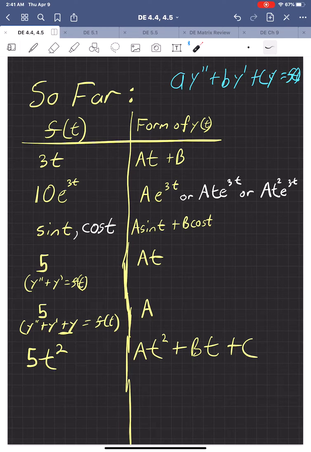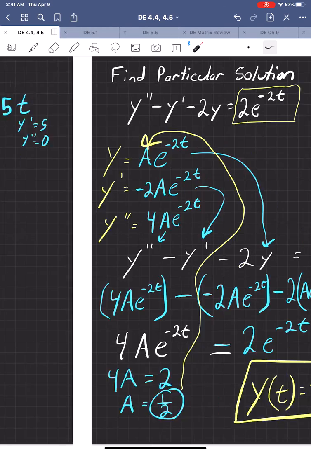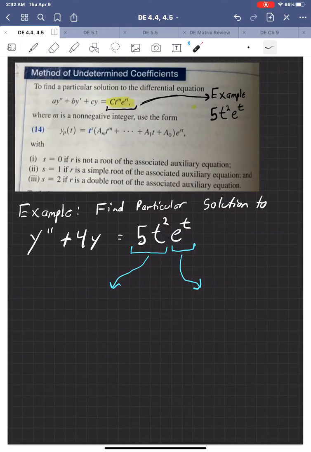And the other one, and this is the one that we're going to go to right now, is we haven't looked at forms of f of t when it looks something like this. Right, so this is where our journey will begin for this video. Notice now that we basically have f of t is, well, it's the product of two functions. Right, we have 5t squared times e to the t. So let me go ahead and get to the problem.